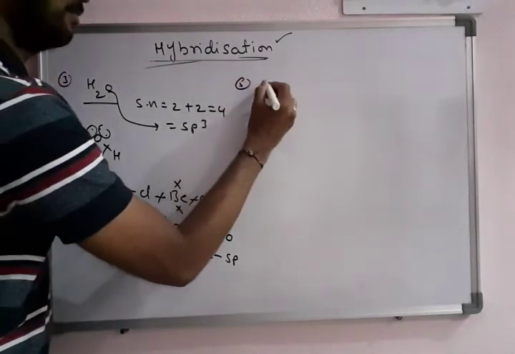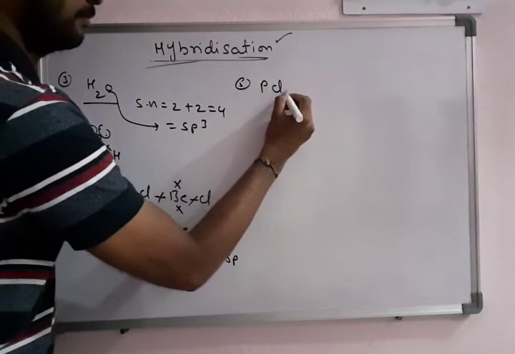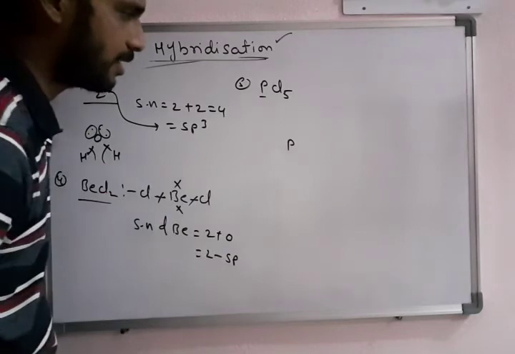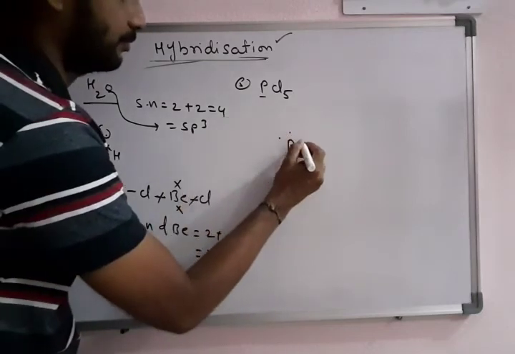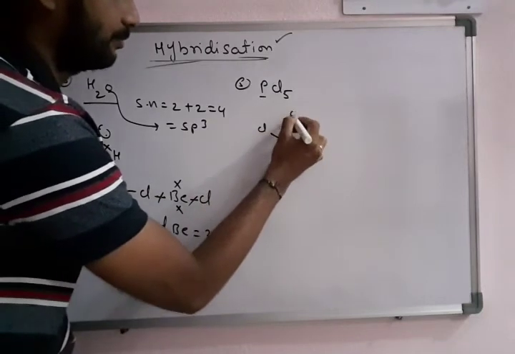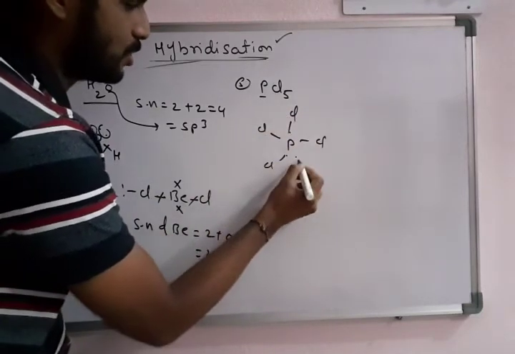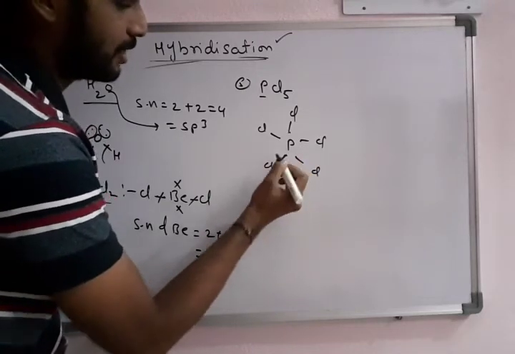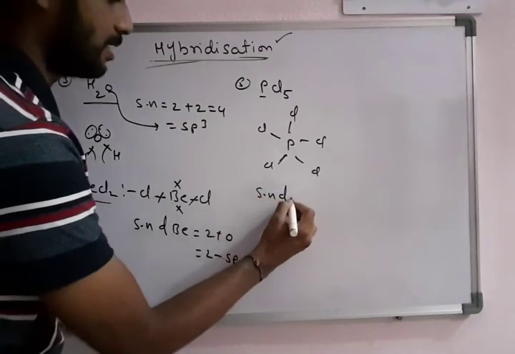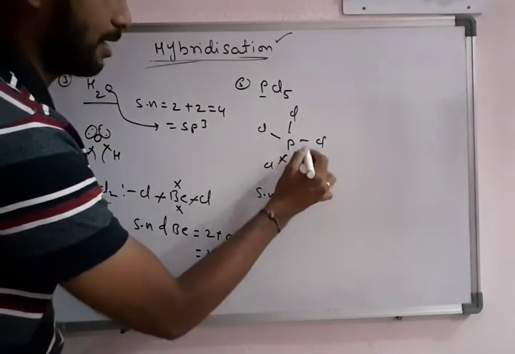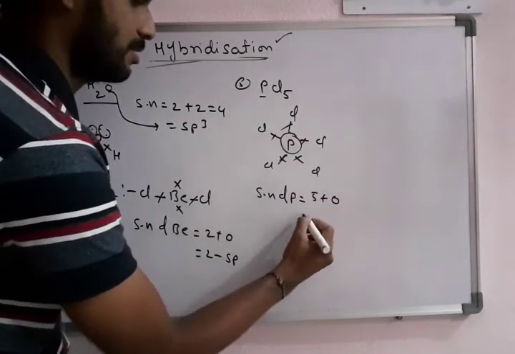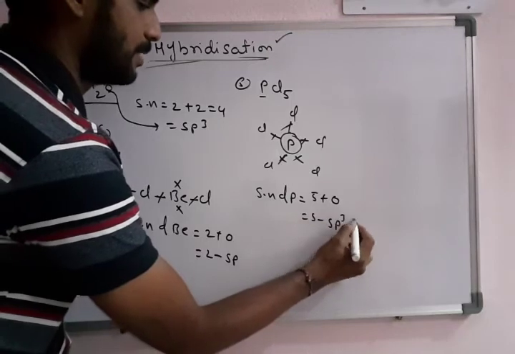And if you see PCl5. What is the valency of phosphorus? The number of valence electrons in phosphorus is 5. There are 5 chlorines present. We are not writing the exact structure, just calculating the hybridization, so we can write it in any direction. What is the steric number of phosphorus? The number of sigma bonds is 5, and there are no lone pairs on the phosphorus. So 5, and it undergoes sp3d hybridization.